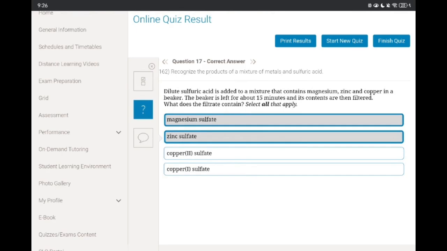Dilute sulfuric acid is added to a mixture that contains magnesium, zinc, copper in a beaker. The beaker is left for about 15 minutes and its contents are filtered. What does the filtrate contain? Okay, so the only reason you don't get copper sulfate is that copper and silver are both too weak to react with acids by themselves. In a compound, yeah, for example CuO can react with an acid, but Cu metal can't. It's too weak.